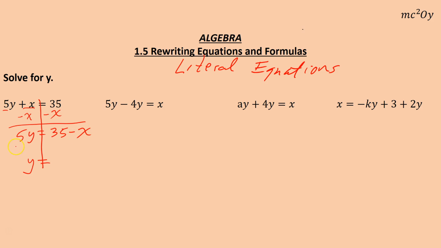Okay, and then since the 5 is attached to the y by multiplication, I'm going to divide both sides by 5. And really, when I say both sides, I'm dividing every term by 5. Since the 35 and the x are separated by a subtraction symbol, you're going to divide both pieces by 5. So 5y divided by 5 is y, 35 divided by 5 is 7, and x divided by 5 is x over 5.